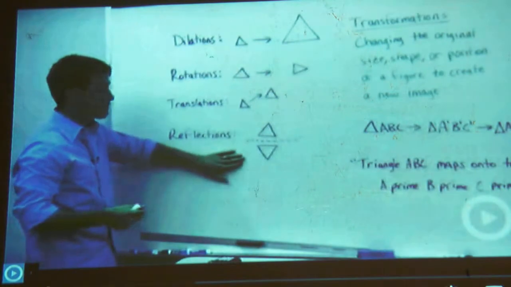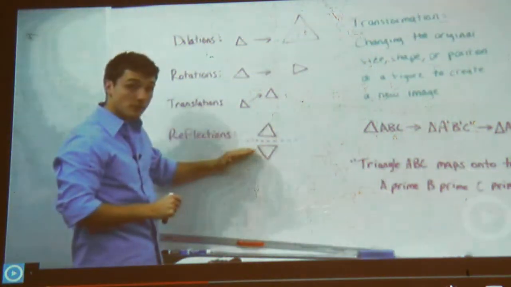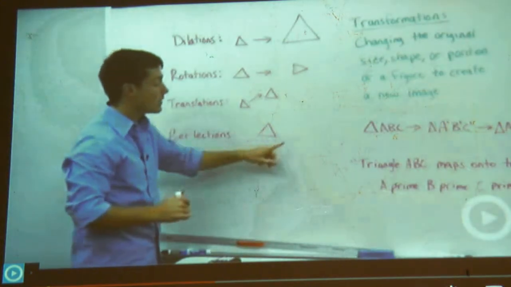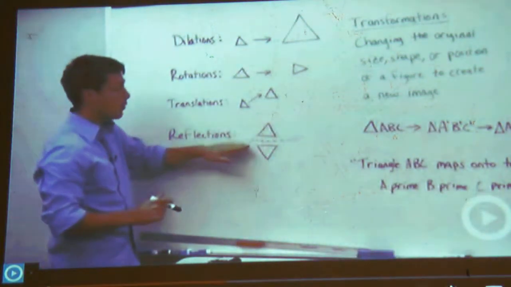And the last type of transformation is a reflection, or flipping it. So with a reflection, you're going to need a line that you're reflecting. So notice, here I reflected this triangle over this dotted line.